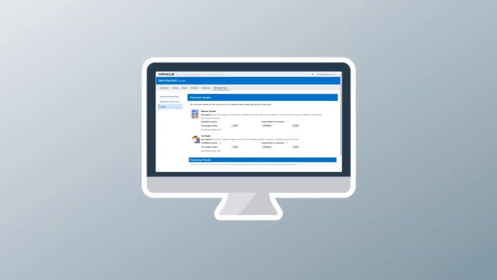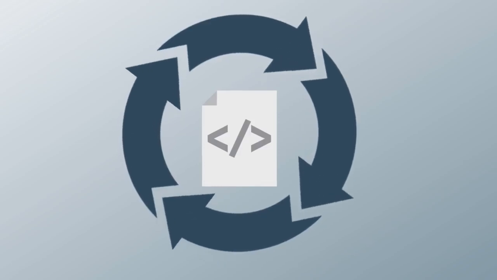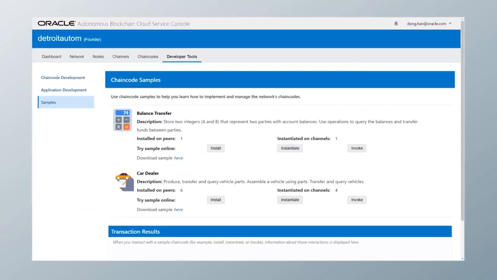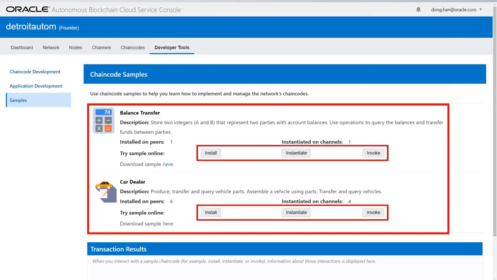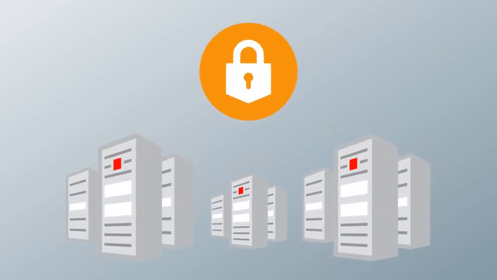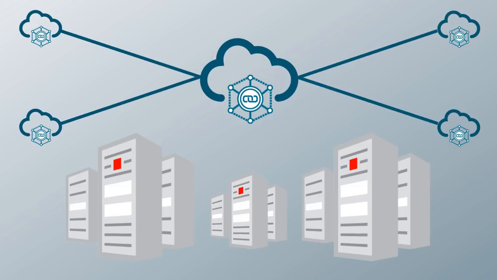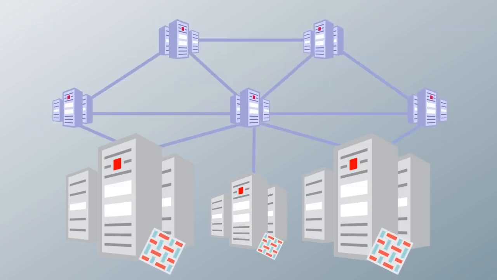The console web UI provides access to further configure, administer, and monitor the network, as well as install and upgrade smart contracts, also known as chain codes. Sample chain codes are also included under Developer Tools, where you can deploy and run them to help you understand how a blockchain network works. You can configure multiple peer nodes and channels for availability, scalability, and confidentiality, and the underlying dependencies are handled automatically. Additional instances can be created for other organizations and joined into your blockchain network. This network can interoperate with other Hyperledger Fabric nodes outside of Oracle Cloud, as long as their versions are compatible.